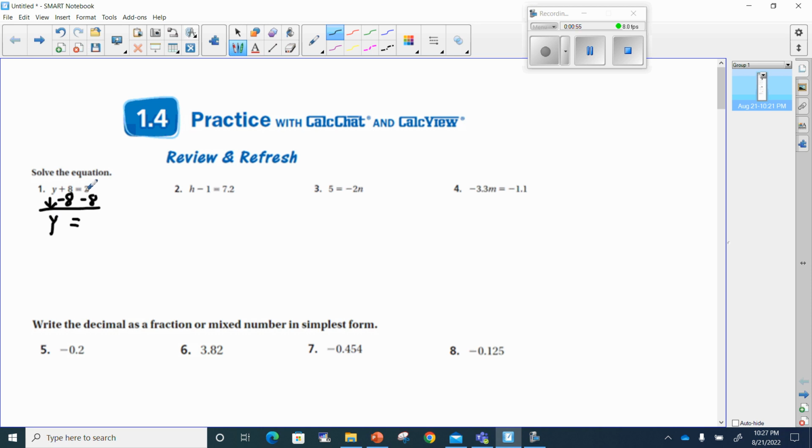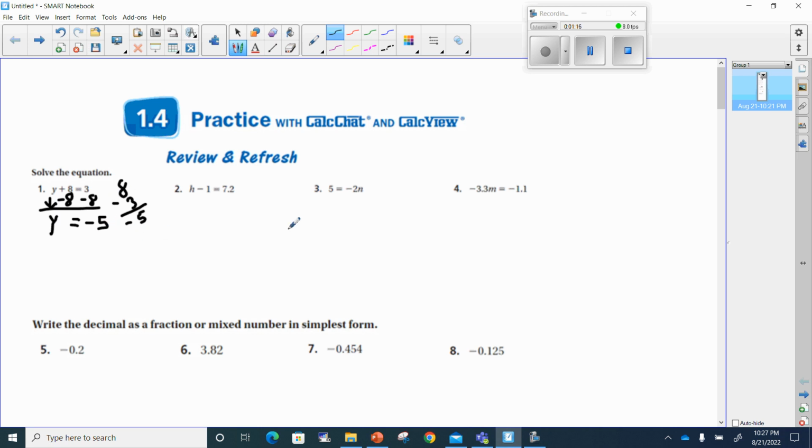I remember that rule. When my signs are different, I find the difference. I take the big number minus the small number, and I keep the sign of the big number. So this is 8 minus 3, which we all know is 5. And then we keep the sign of the bigger number, which was 8. So that's a negative 5. So the answer there is negative 5.